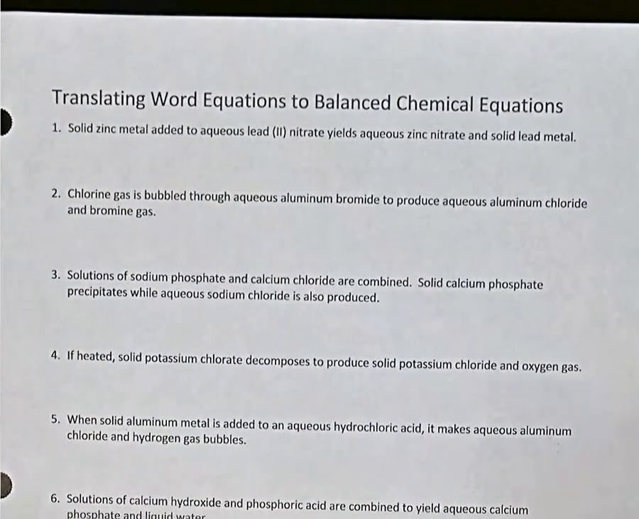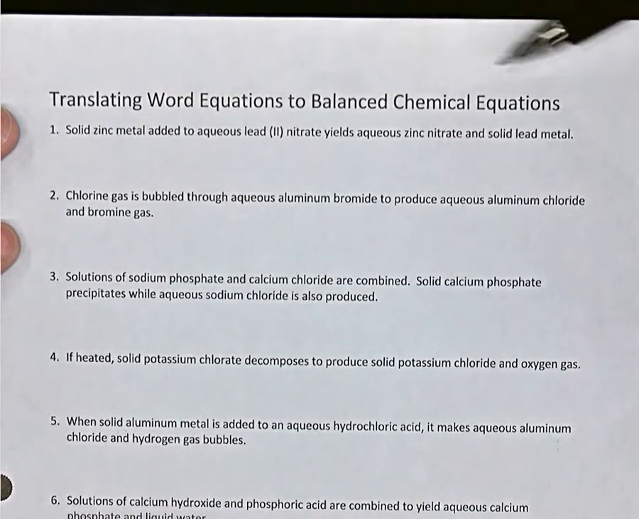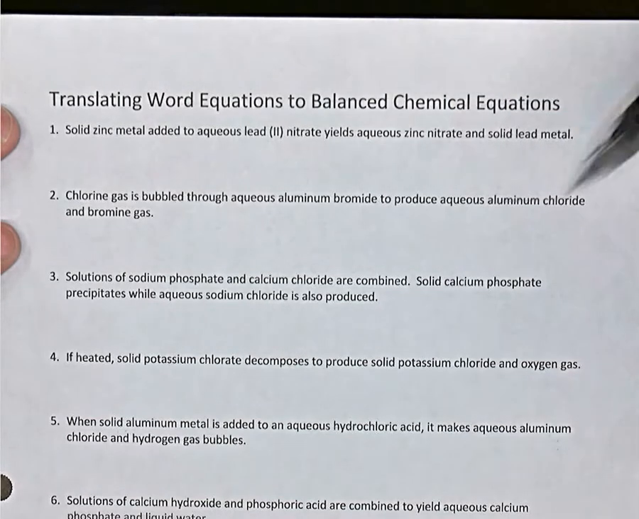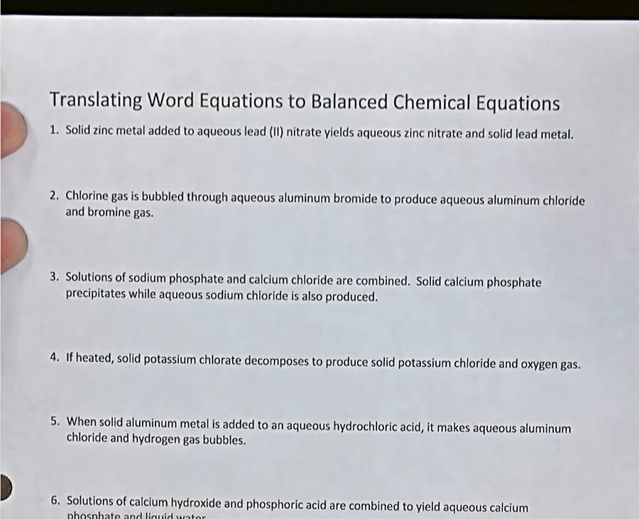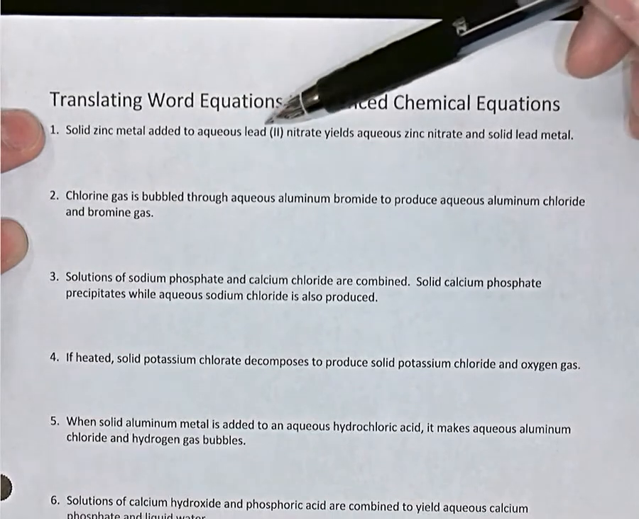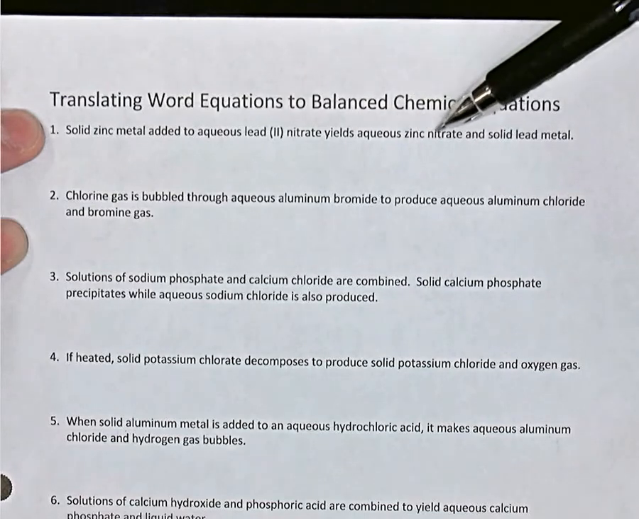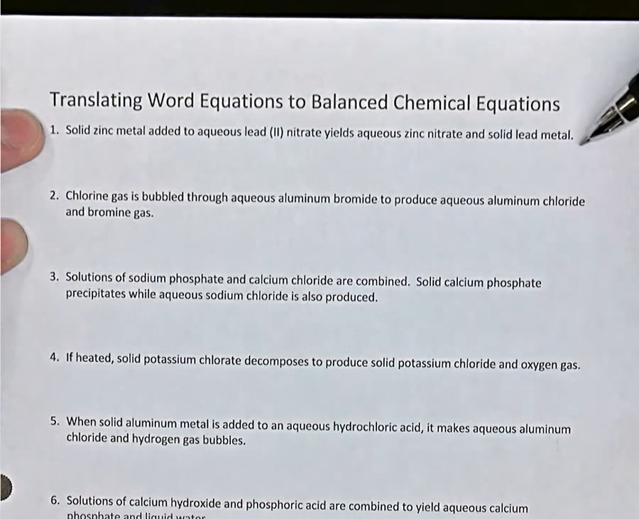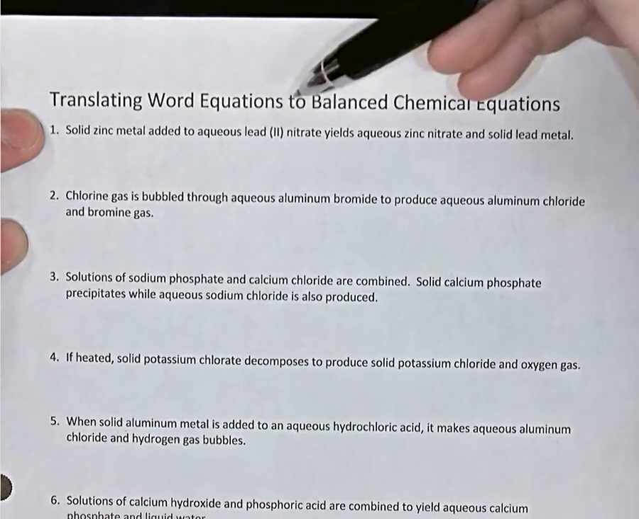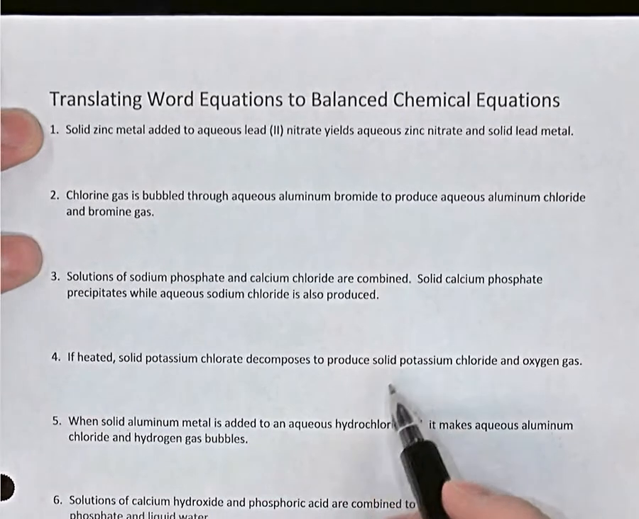Perhaps the most complicated thing to do is to actually take a word equation and translate that into balanced chemical equations. In some of these we may also have to classify the reactions to help predict products. Now in this first example, solid zinc metal is added to aqueous lead-2 nitrate. It yields, it produces aqueous zinc nitrate and solid lead metal. Okay, so this question tells me all the reactants and all the products. I don't have to predict anything.